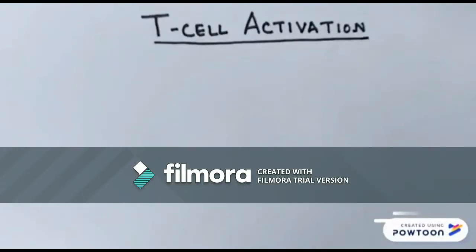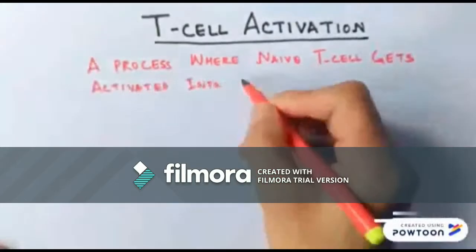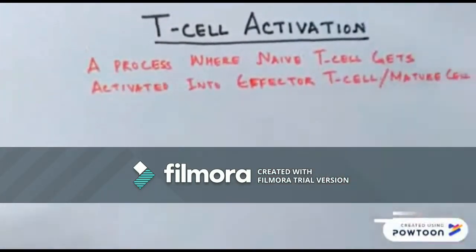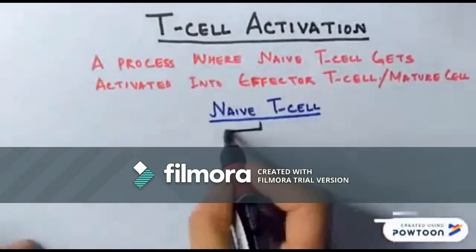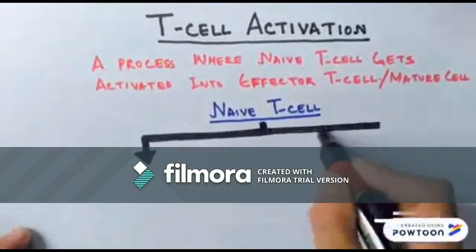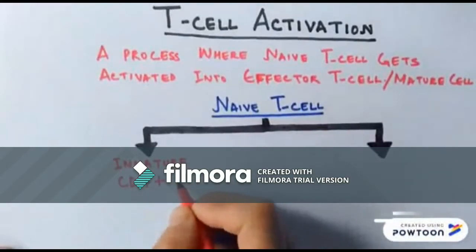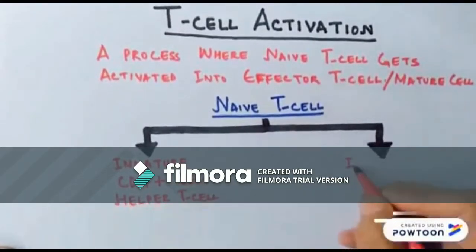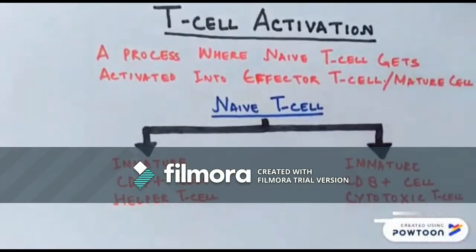Next, let's see the T cell activation. T cell activation is a process where a naive T cell gets activated into an effector T cell or mature cell. There are two types of naive T cell. The first is the immature CD4 plus cell, also called helper T cell. Next is the immature CD8 plus cell, also called cytotoxic T cell.